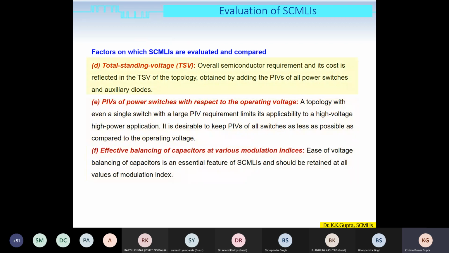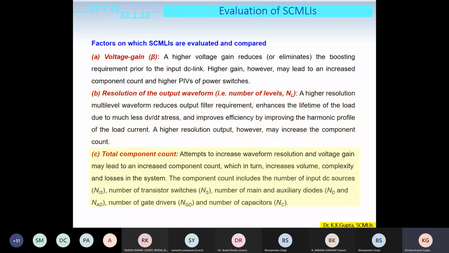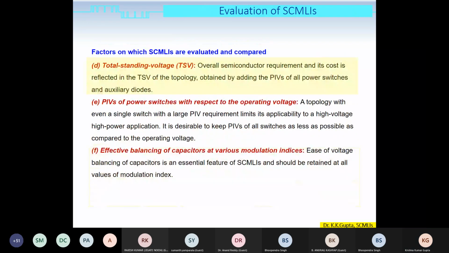So this is a small description of these components. Of course, as I told you, with asymmetric balancing, if you reduce the modulation index, then you may not be able to charge the capacitors to the desired values.